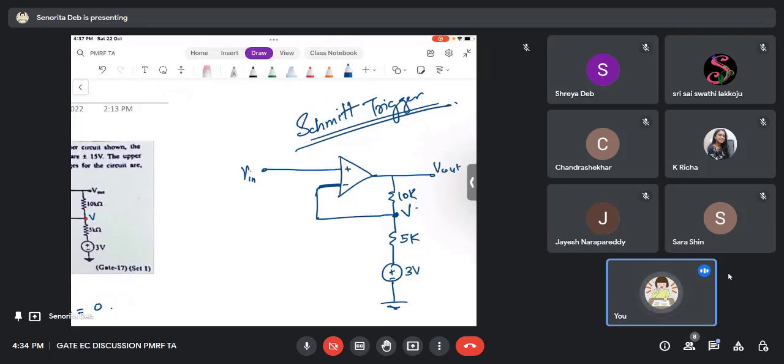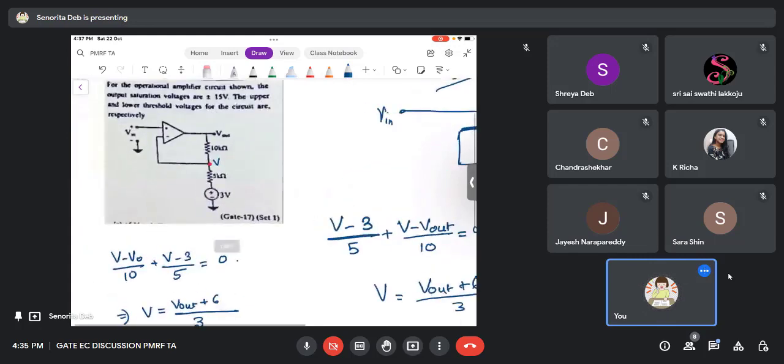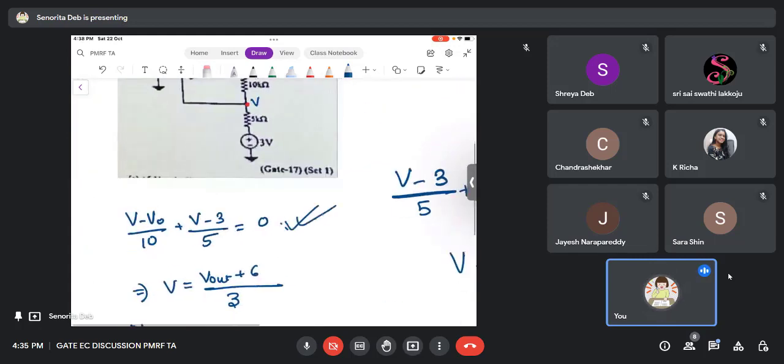So we can write an equation for V, right? What will be the equation for V? It will be (V minus 3)/5 plus (V minus Vout)/10 equals 0. Can you tell me what is the value of V in terms of Vout? The value of V in terms of Vout that you will get is (Vout plus 6)/3. I have already done this, so this is the equation, and V is equal to (Vout plus 6)/3.